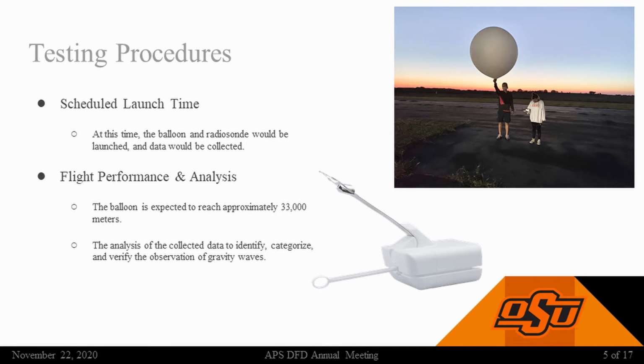The flight performance of the helium balloon was that the balloon was expected to reach approximately 33,000 meters before it burst. This resulted in about 2 hours of data collected, where the flight would stop collecting data once the balloon burst. From the launch, further analysis of the collected data was done to identify, categorize, and verify the observation of gravity waves.